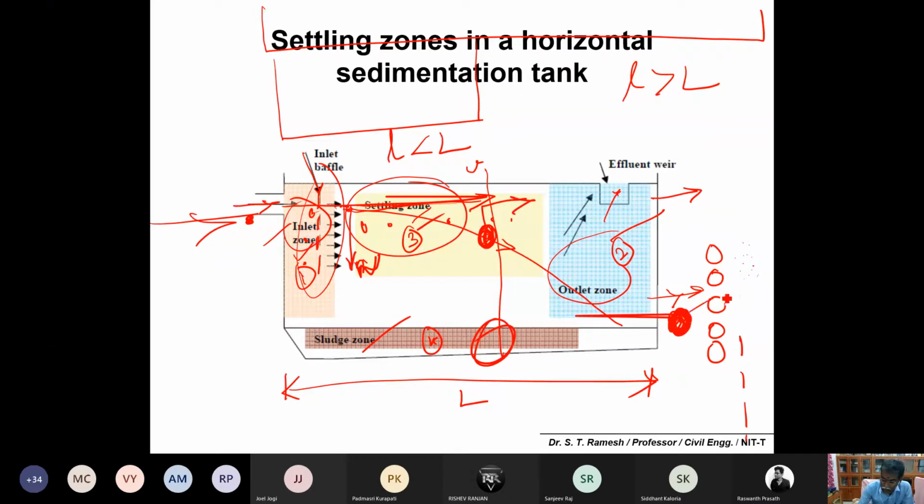Imagine our situation, the particle is coming in and it is being segmented into 2-3 pieces like this. What will happen? It may not have a possibility to settle. It will come out as it is with the treated effluent or treated water. So please make a note on this, it is important.